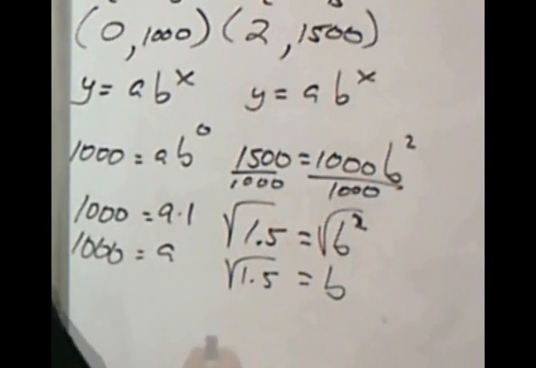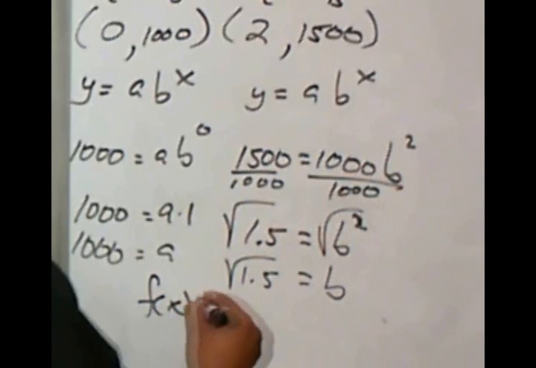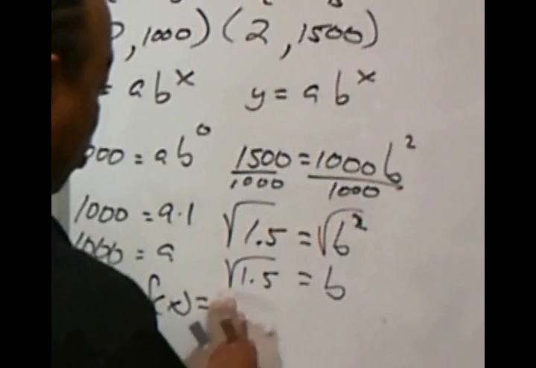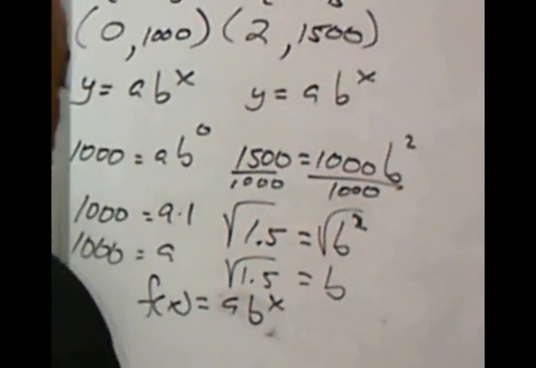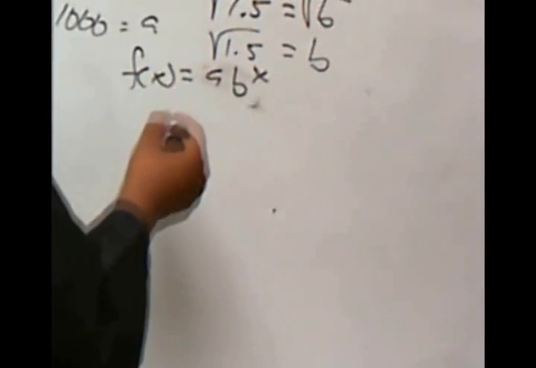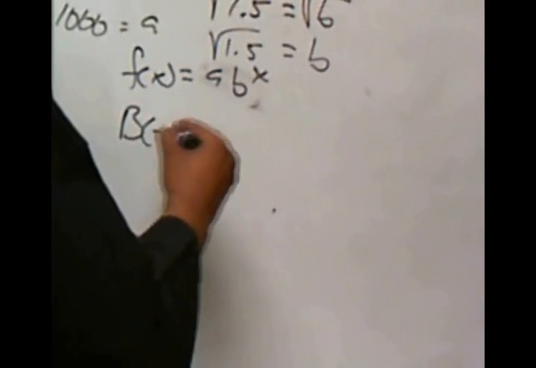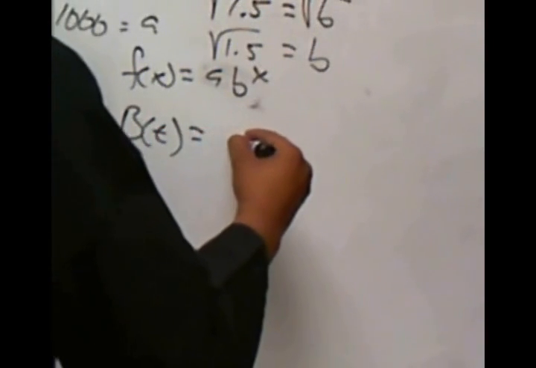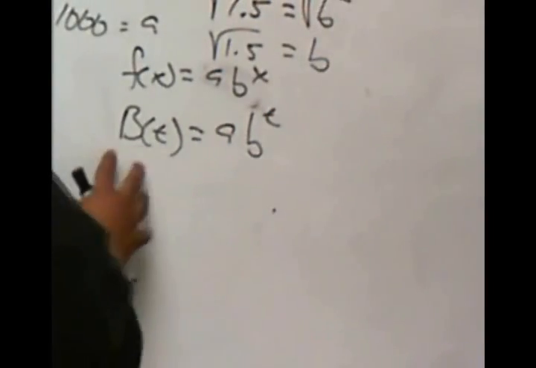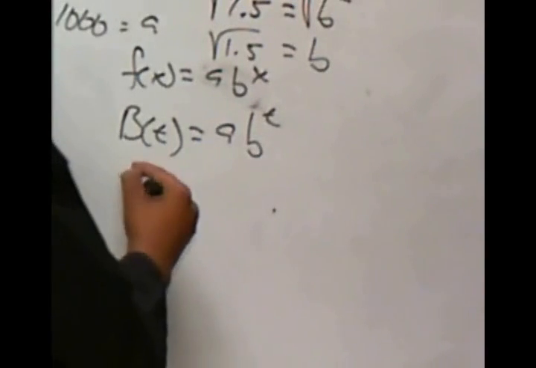Now I have values for a and b. So typically I would say f of x equals a b to the x. But this time I want to change the input and output to B's and T's. So this is the bacteria, input time, will equal a b to the t power. And now the function actually matches the language of the original problem.